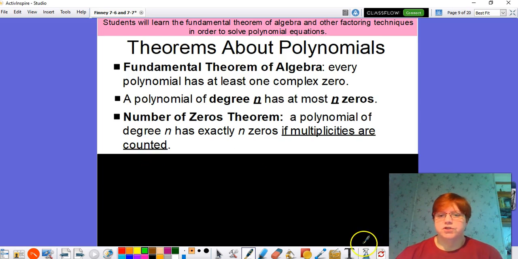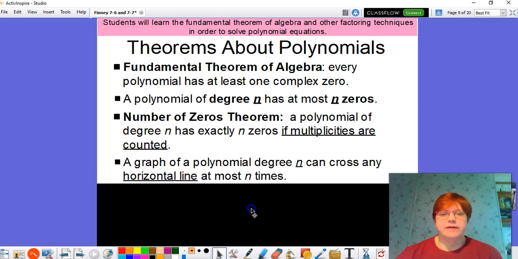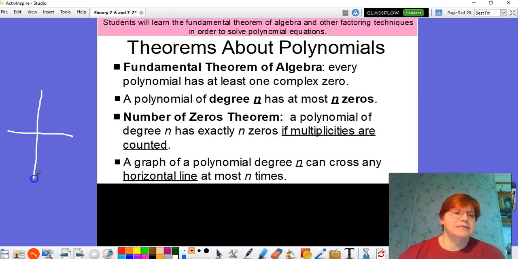Okay, so we're back, and our next theorem says a graph of a polynomial of degree n can cross any horizontal line at most n times. If you remember earlier, I had freehanded one graph. Here's my x-axis, here's my y-axis, and I sketched a graph that did something like this. I said this could be degree 2, it could be degree 3, it could be degree 4. How do I know which one it is?